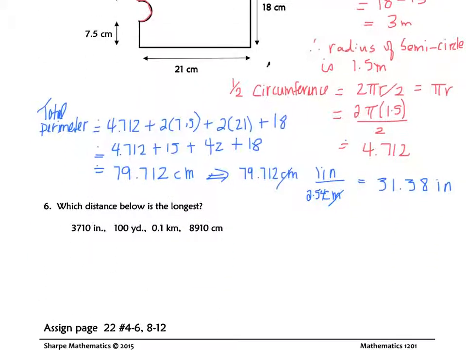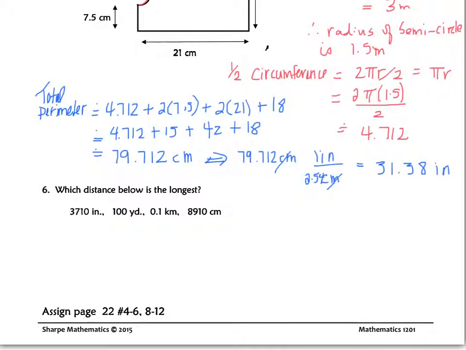And which distance is the longest? So for that, you would convert them all to the same units. So we've got inches, yards, kilometers, and centimeters. So let's change them all to inches. Okay, so this one's already in inches. So this one here, 100 yards, if we change it to inches, I'll just write that there.